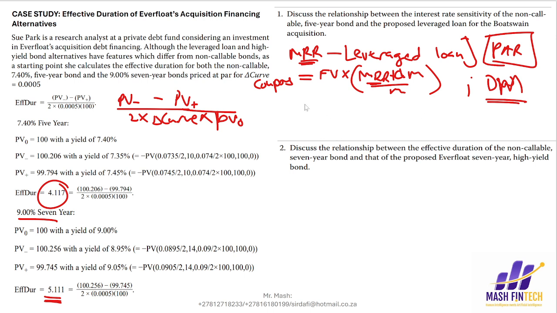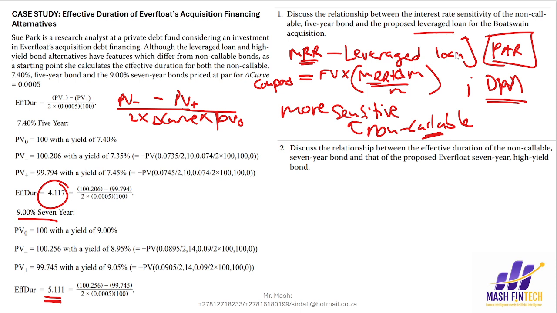But for the non-callable bonds, the bond price will change given the change in benchmark yields and spreads. So you're going to expect that the non-callable bonds are more sensitive to interest rate changes as compared to the leveraged loans or the callable bonds. This is a high level explanation comparing the non-callable bonds and the proposed leveraged loan.